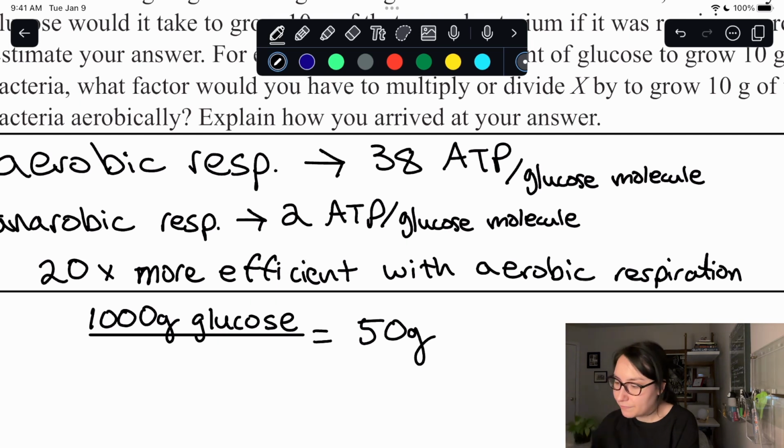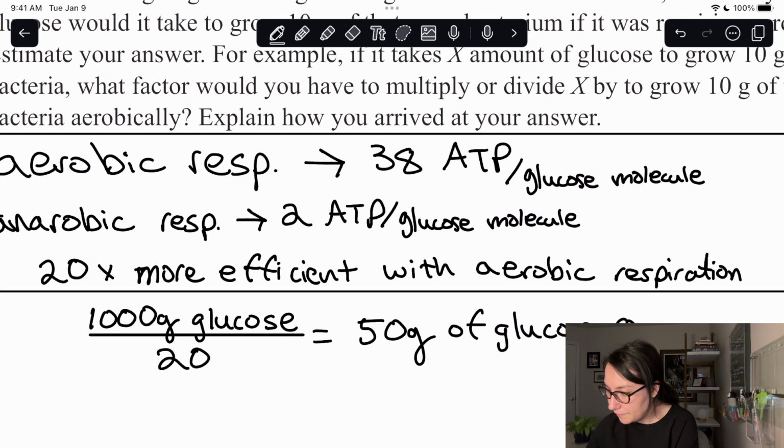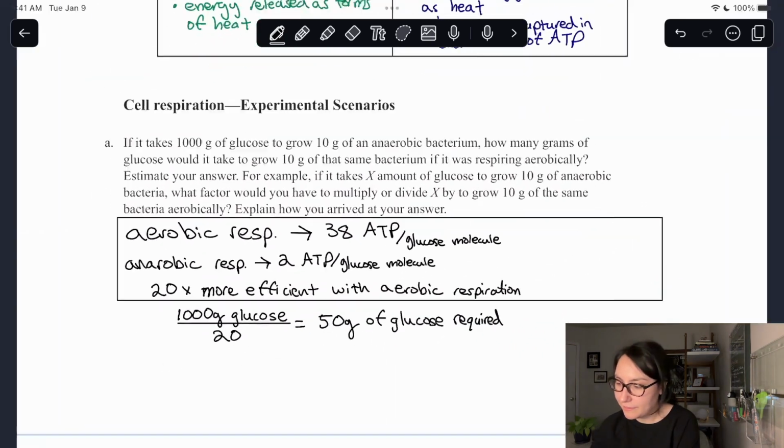Good job, me. So then you have your 20 down here, and then you have your 50 grams of glucose. I'm sorry, my fault. Now that makes more sense.